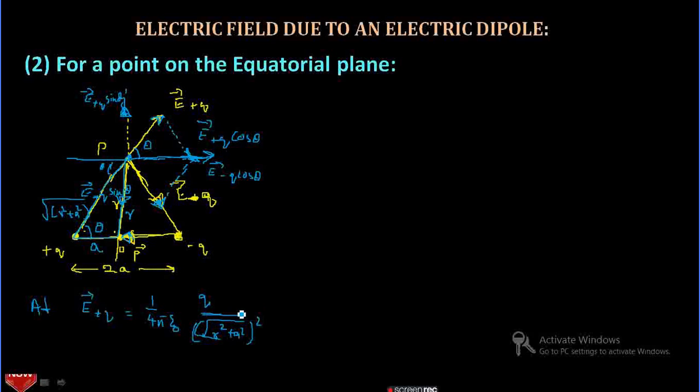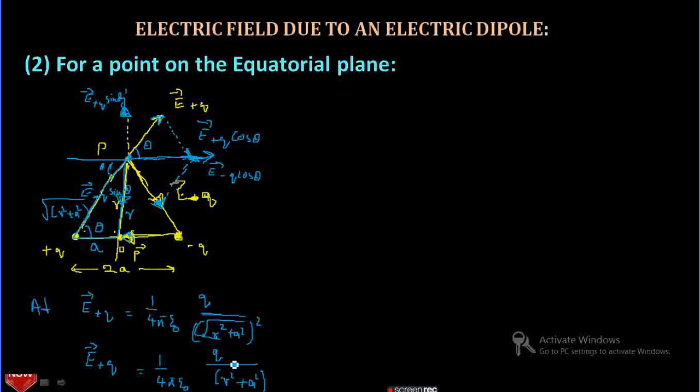So finally, square and square root cancel. E plus q vector is equal to 1 by 4 pi epsilon naught q divided by r square plus a square, whole square root. What happened? Cancel. Okay, whole square and square root cancel.